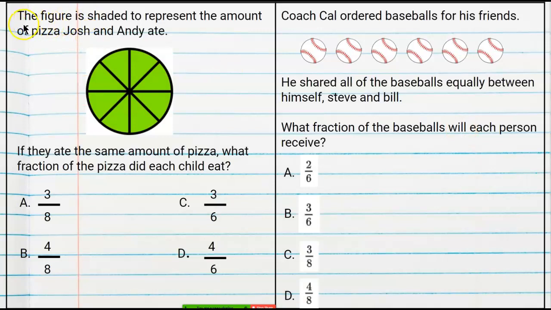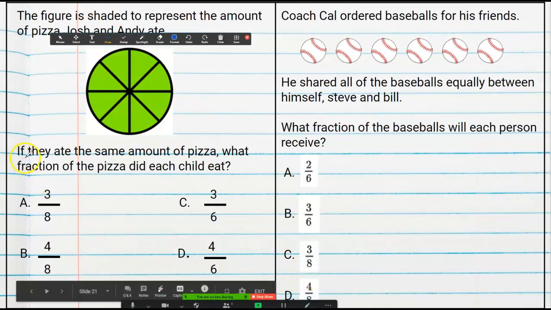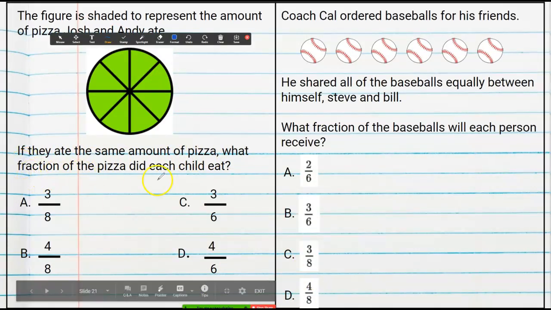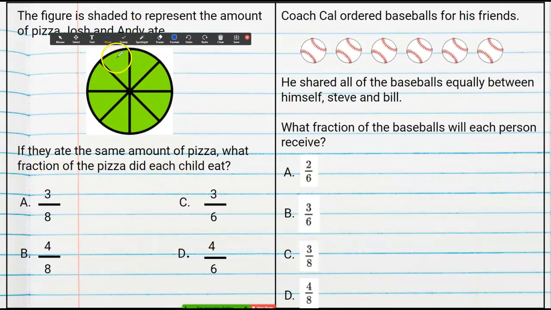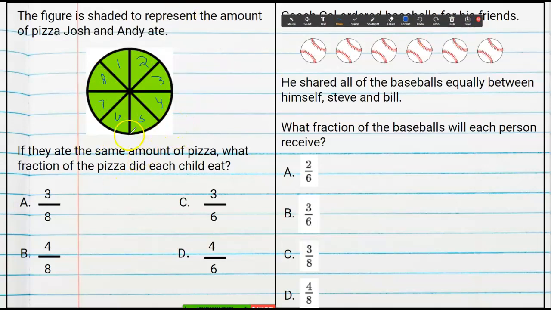The figure is shaded to represent the amount of pizza Josh and Andy ate. If they ate the same amount of pizza, what fraction of the pizza did each child eat? So let's count our pieces here. 1, 2, 3, 4, 5, 6, 7, 8. So I have 8 pieces. Okay, so I have 8 total pieces. Now, we have Josh and Andy. So we have 2 people. Okay, so let's draw Josh. We have Josh right here, and we have Andy right here.